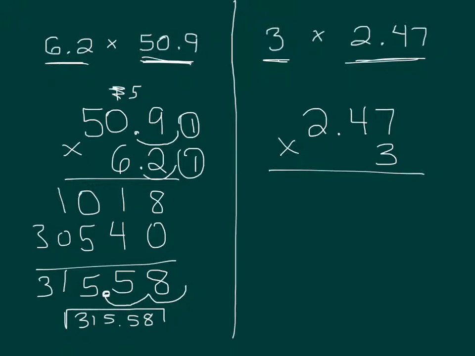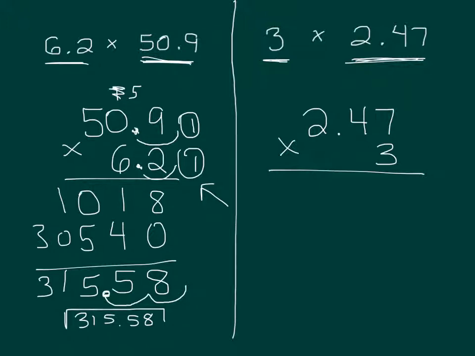I don't line up the decimal points. That's how we add and subtract decimals. So I set it up just as if I was going to do 247 times 3. And my decimal points aren't lined up, but that's okay. Sometimes they are, sometimes they aren't. In this problem over here, my decimal points happen to be lined up. It was just a coincidence.